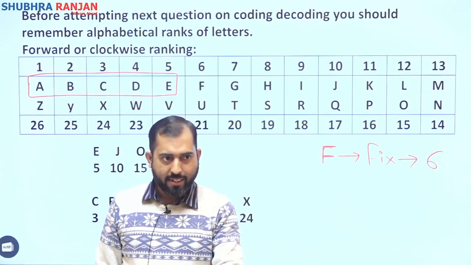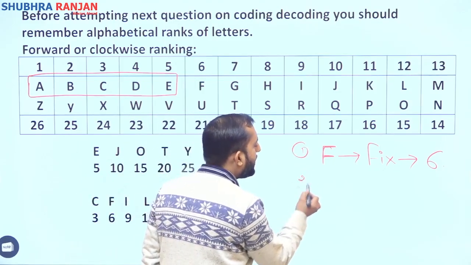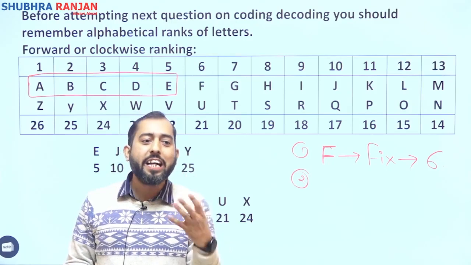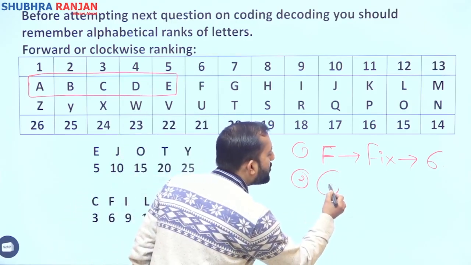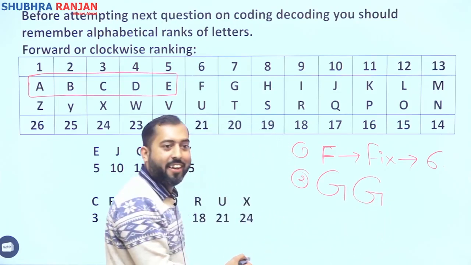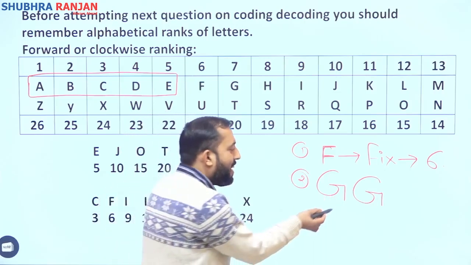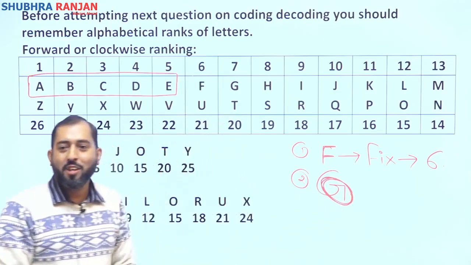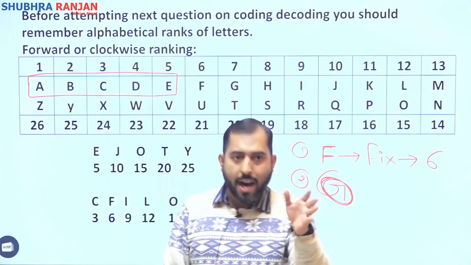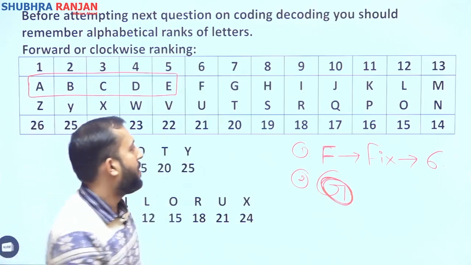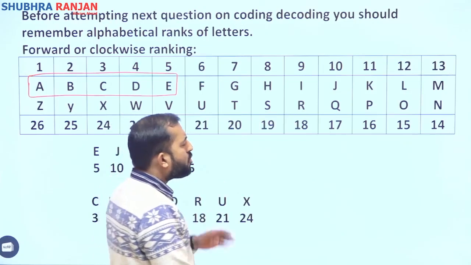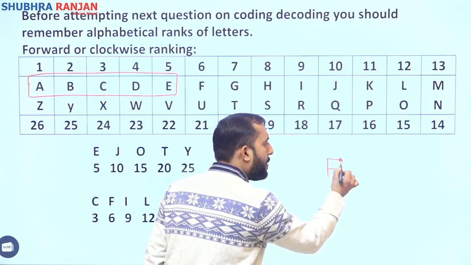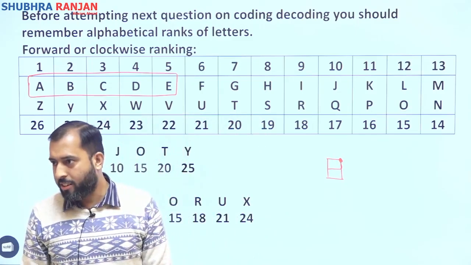F, fix, 6. Okay, now just try to remember how our teacher in our childhood told us to write G. Please pay attention. Isn't it like this? You can see that at the base of G, the number 7 is present. So the position of G, or rank of G alphabetically, is 7. Clear? Now let's talk about H. If I join its two upper ends and two lower ends, I'll get 8. Positioning of H is 8.